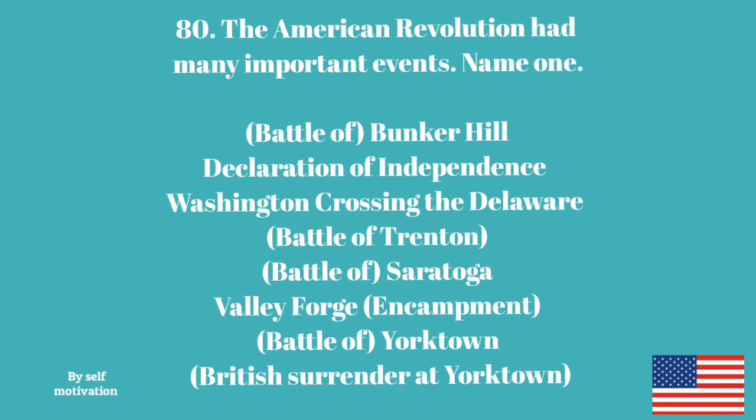The American Revolution had many important events. Name one. Battle of Bunker Hill. Declaration of Independence. Washington crossing the Delaware. Battle of Trenton. Battle of Saratoga. Valley Forge Encampment. Battle of Yorktown. British surrender at Yorktown.